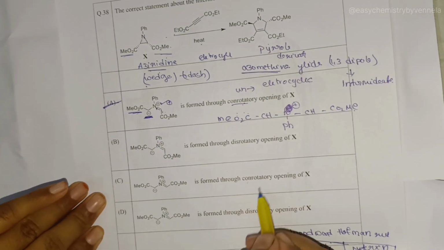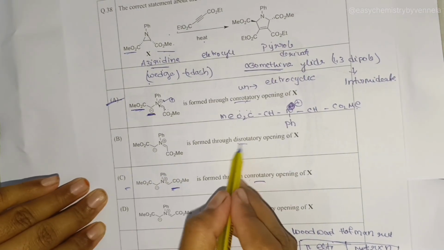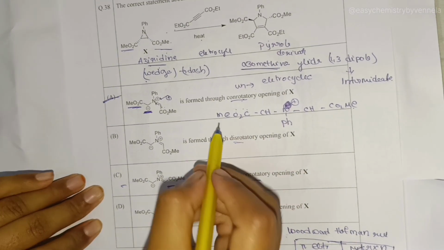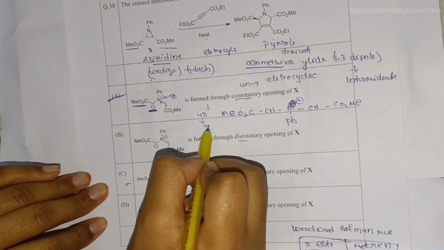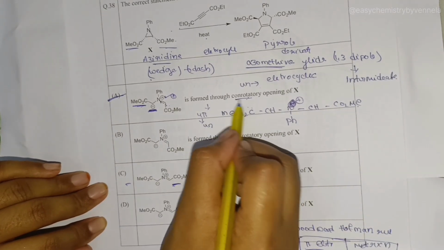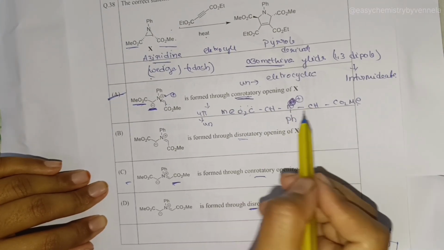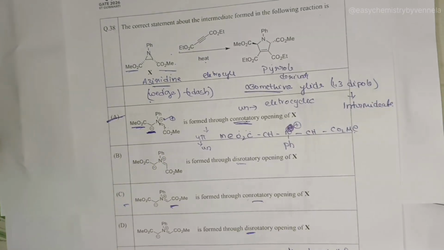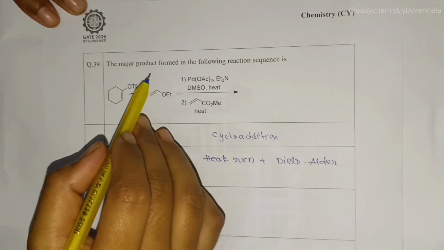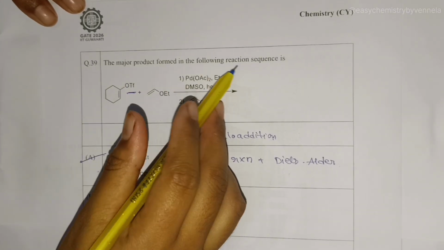In this, option C is not the conrotatory product. So this is not correct. These two are already given. This is this. So it is 4 pi, 4n. That is why this is the correct one. Here nitrogen carries positive charge and carbon carries negative charge. The next question is, major product formed in the following reaction sequence is.